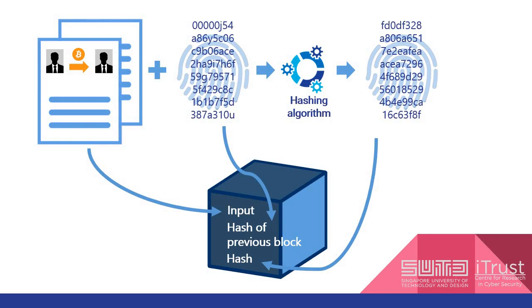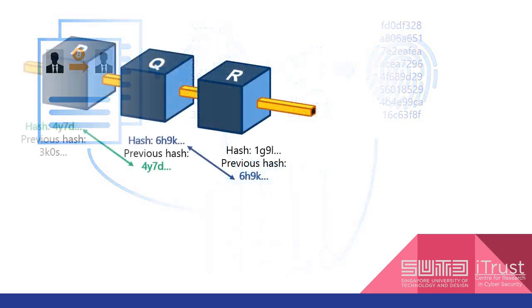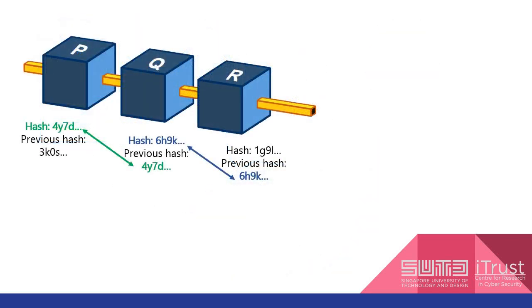Now, how do we ensure that the integrity of the block has not been tampered with? Imagine that there are 3 blocks P, Q, and R chained together. Block R contains the hash of its previous block Q. A change in the input in block Q, such as from a cyber attack, causes its hash to change. Because the input of Q has changed, its hash changes, and this is detected by block R. Consequently, all blocks after R are considered to be invalid.